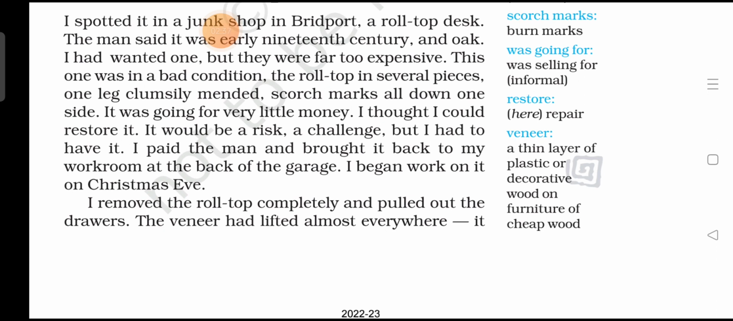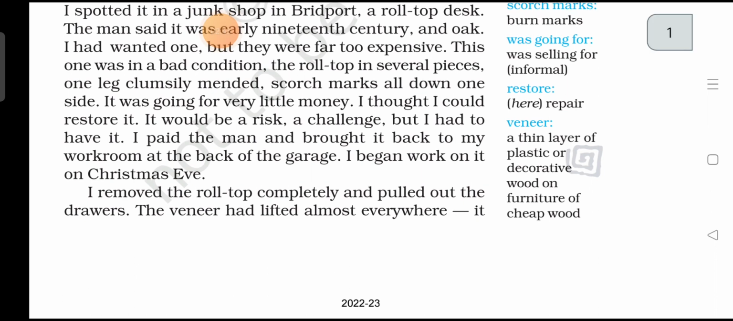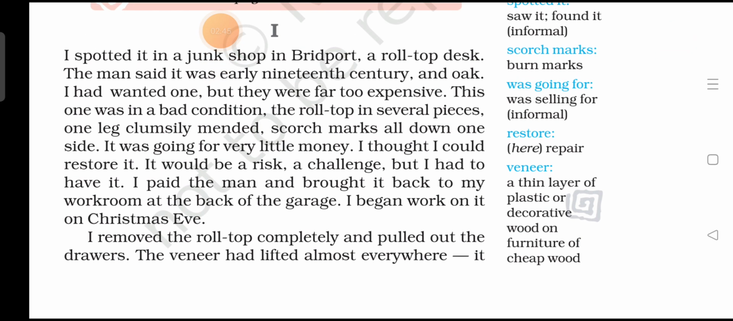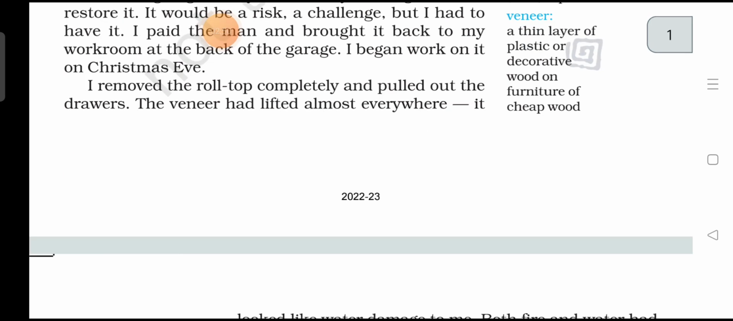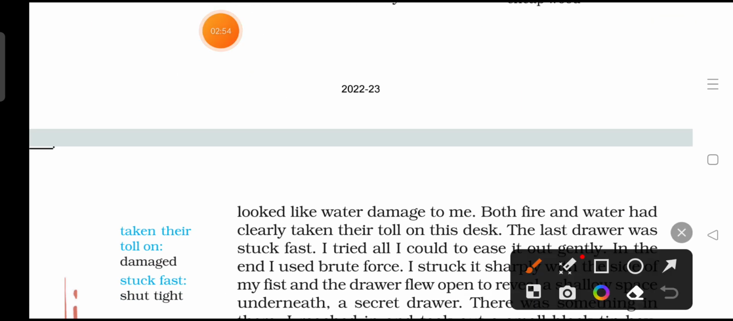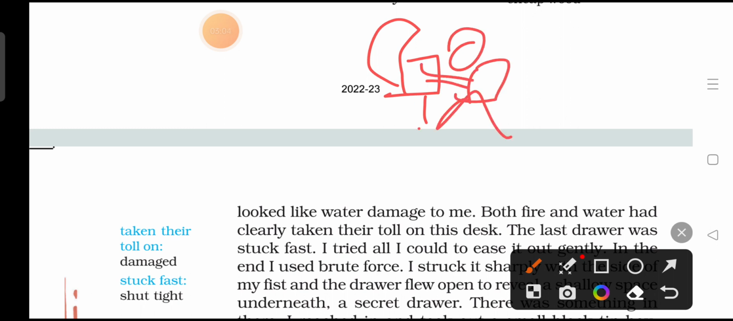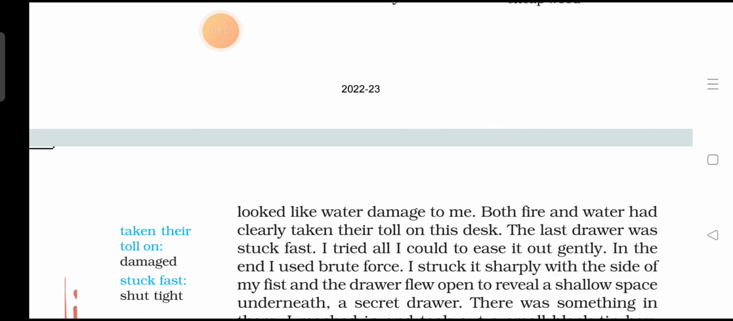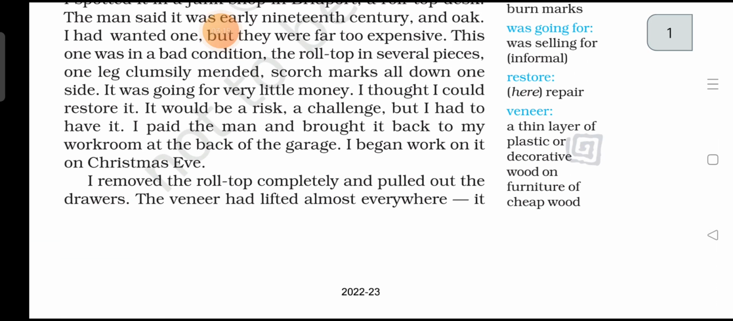The roll top desk, as it was in the junk shop, was usually in bad condition. They have described the conditions also. I am just revising it quickly. One leg clumsily mended, the leg of the desk. See, this is a leg of your desk. You have to see it very carefully. Right now I have made a desk. This was your desk. Here the person was sitting and doing his work. But see, one of the legs was broken and it was not fixed very nicely. So the leg was clumsily mended.